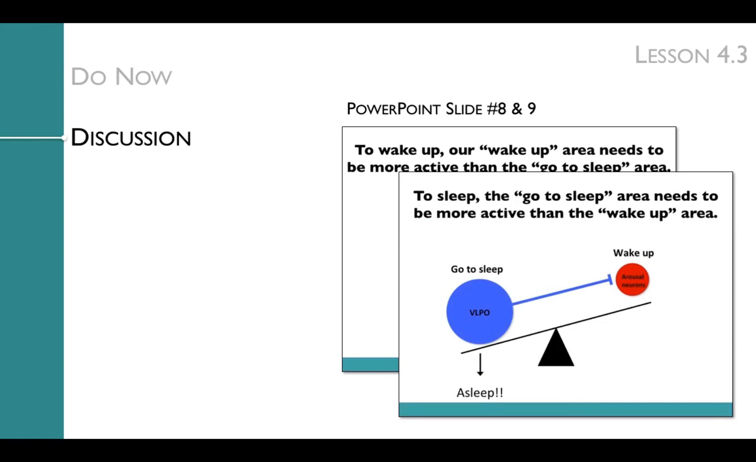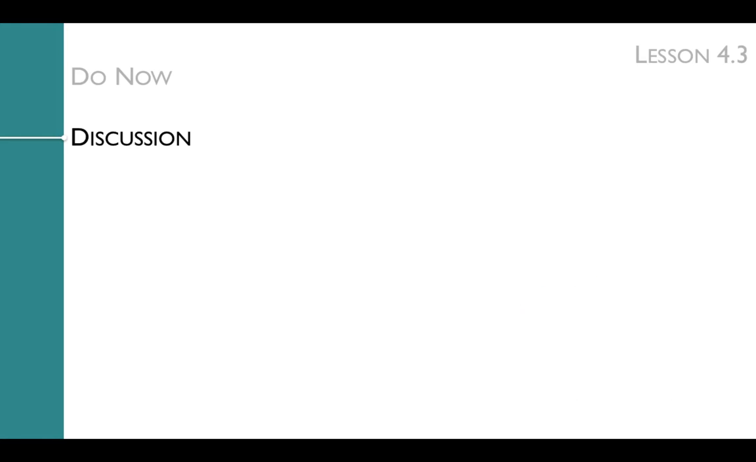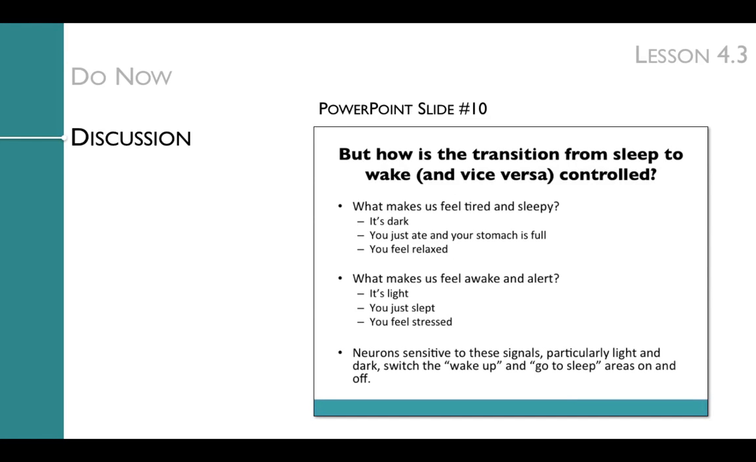To sleep, the go-to-sleep area then needs to be more active than the wake-up area. This puts us to sleep as well as inhibits or prevents activity in the wake-up area, which would wake us up. The next slide then asks the question, but how is this transition from sleep to wake and vice versa controlled? To answer this question, we revisit the discussion we had in the do now of what makes us feel tired and what makes us feel awake.